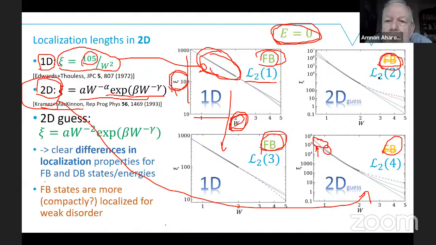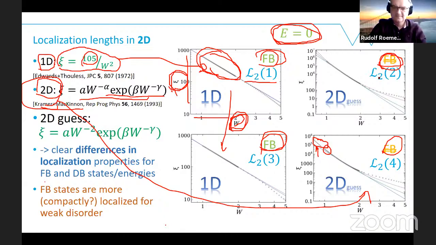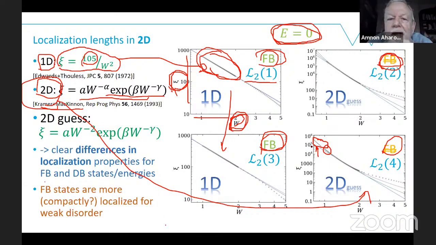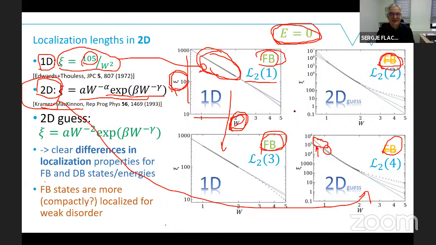My question is on the 2 left curves. You have the energy equals 0, the flat band is at energy 0, right? Yes. So does that mean that when the energy is at a flat band, the problem reduces in some sense to a 1D problem? No, I don't think so. I can't say that.